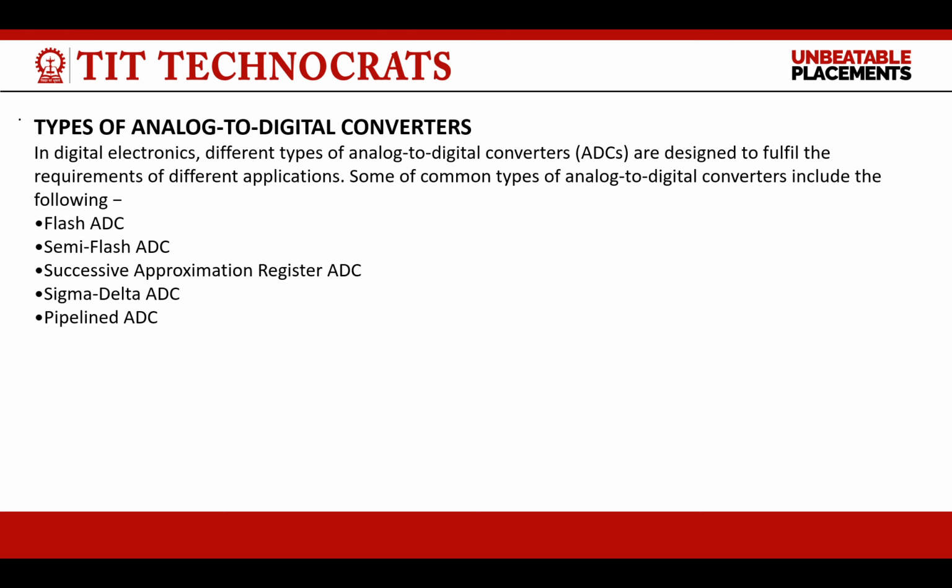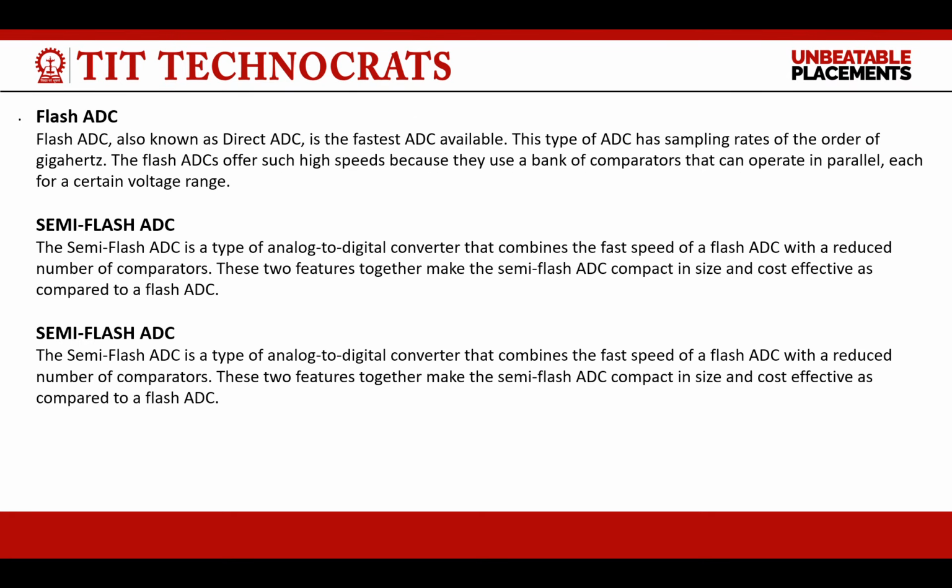Here we have some different types of analog to digital converters. In digital electronics, different types of analog to digital converters are designed to fulfill the requirement of different applications. Some common types of analog to digital converter include the following: flash ADC, semi-flash ADC, successive approximation register ADC, sigma delta ADC, pipeline ADC.